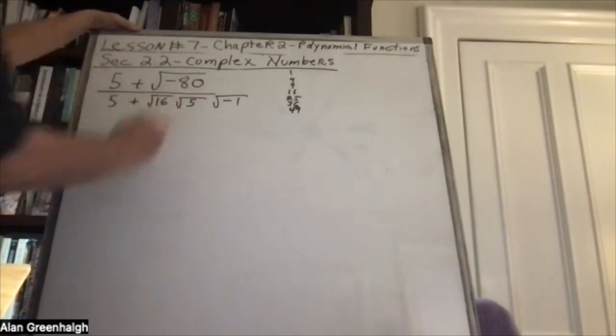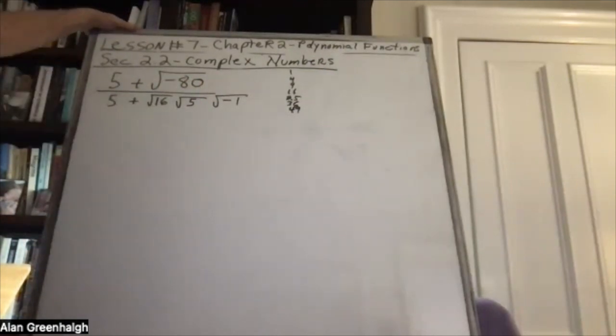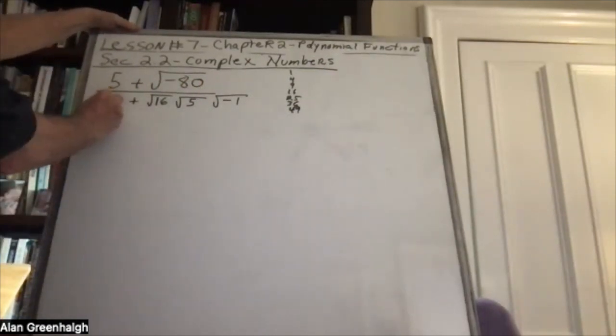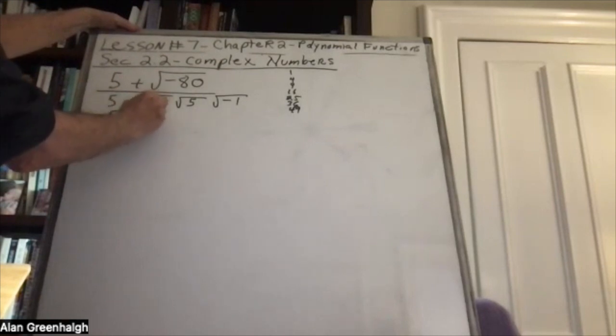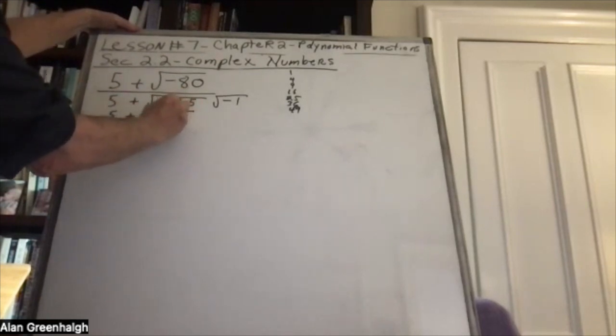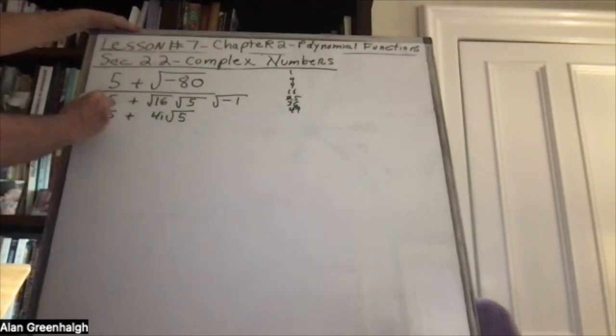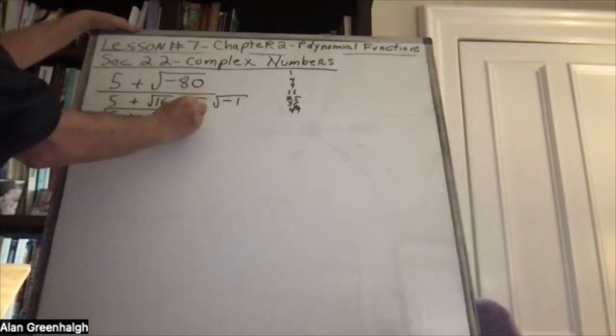And then this will be 16 times 5. Now, this can be simplified to a 4. You have to leave the square root of 5, and you put the i, and this would be the answer to the question.